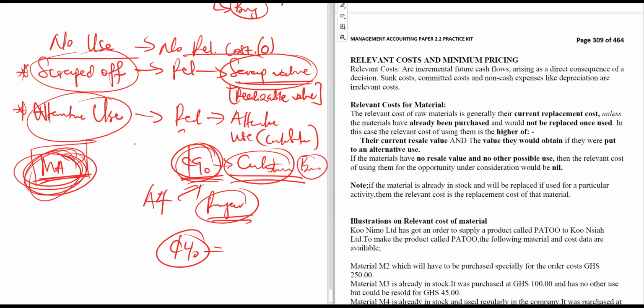If I sell that A4 sheet without using it for anything, scrap it off for 40 cedis, or use it to make paper cars and sell for 90 cedis, as a rational consumer, which one will you choose? 90 cedis. But that same 90 cedis, you are not going to get it because you are using it to produce the management accounting book. So anytime you have alternative use and scrap, you consider the highest, the one you choose, and that becomes the relevant cost. Does that make sense?